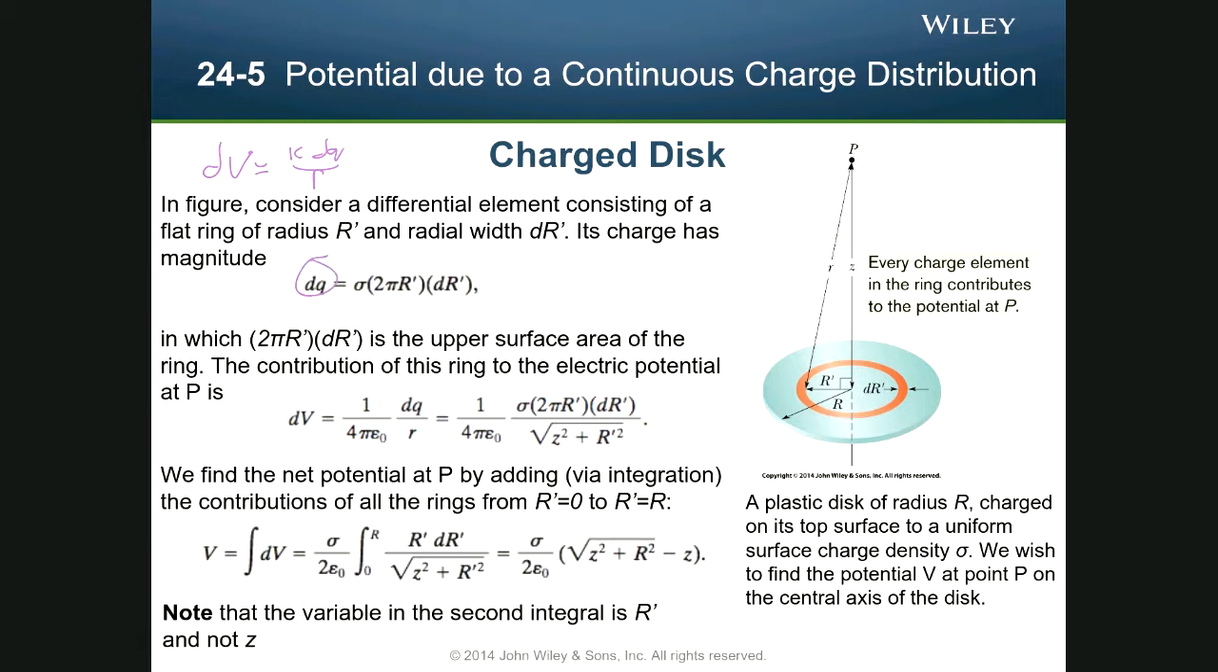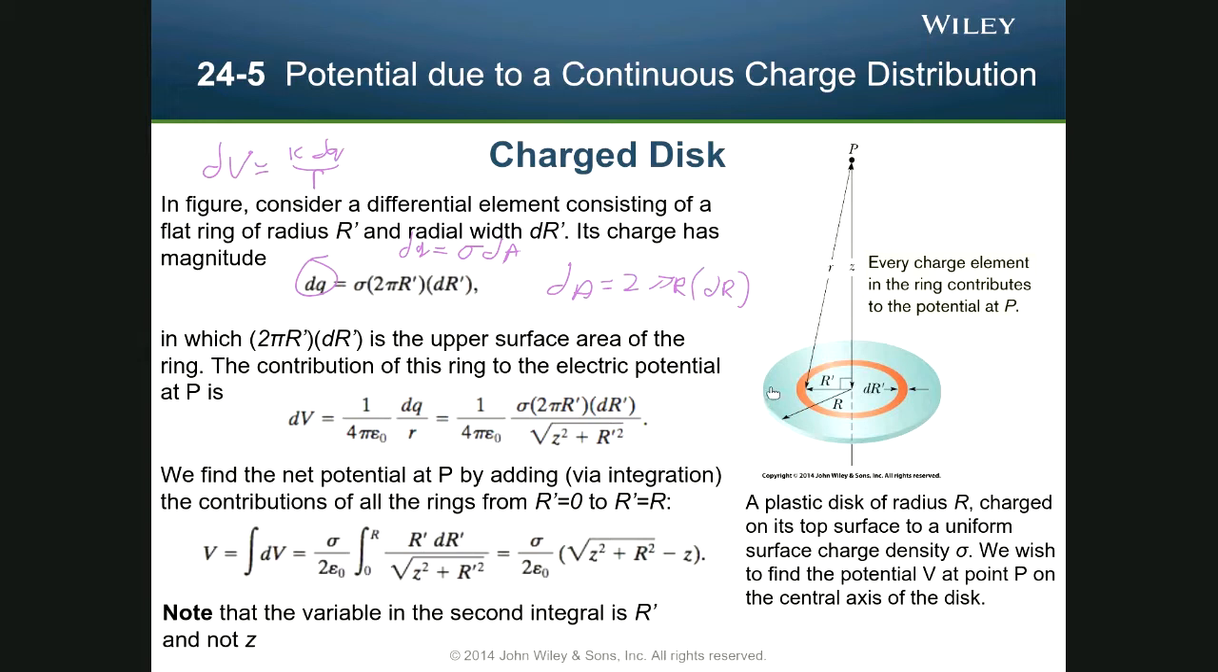dq is going to equal sigma times dA, and dA, this little part, is going to be the circumference times this little dr. That's how we do that. If you look at the thing here, it's just this little tiny ring of the disk, this subsection of disk, and its width is dr. It's very thin. We do that because, as we go from 0 to R, that will help us integrate along there.